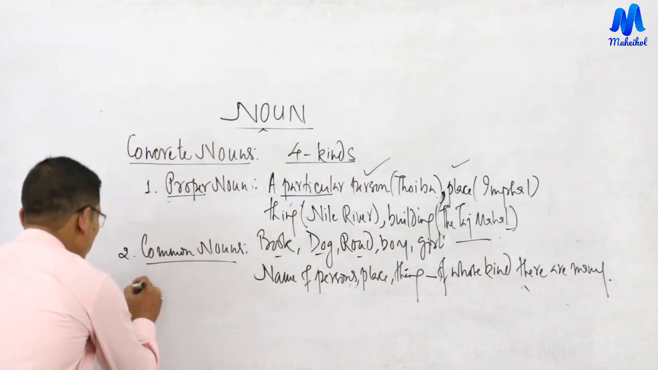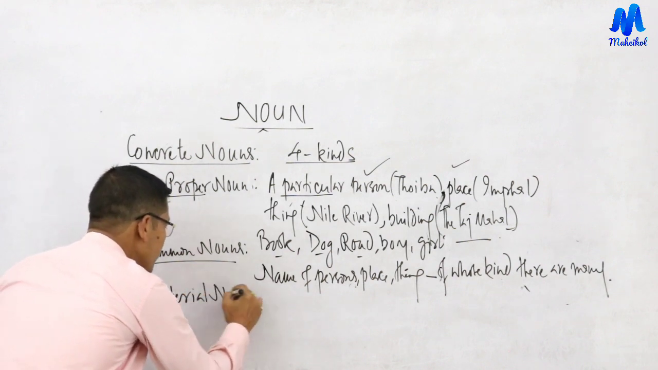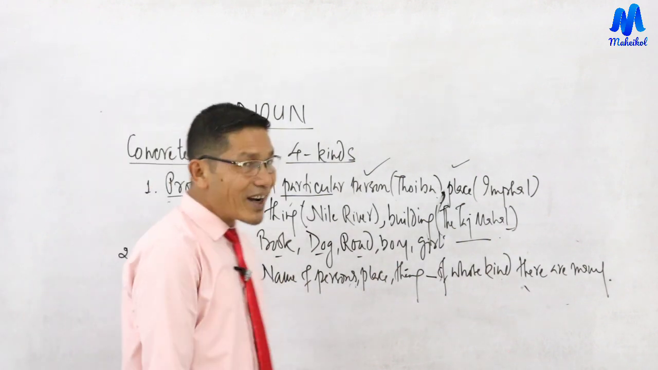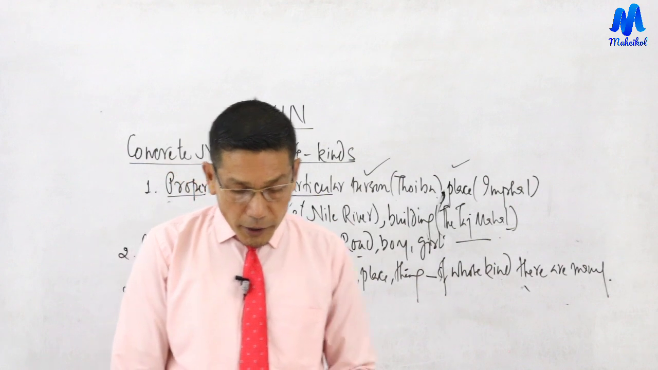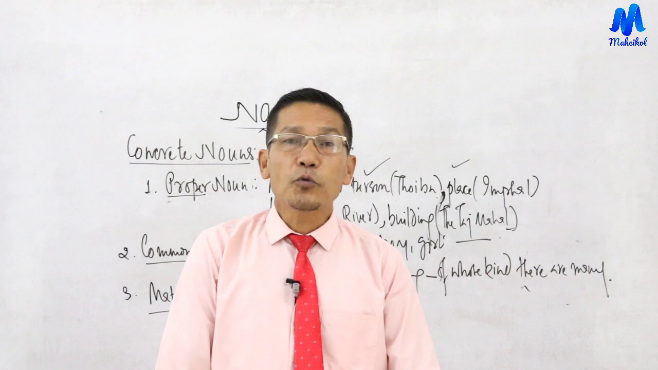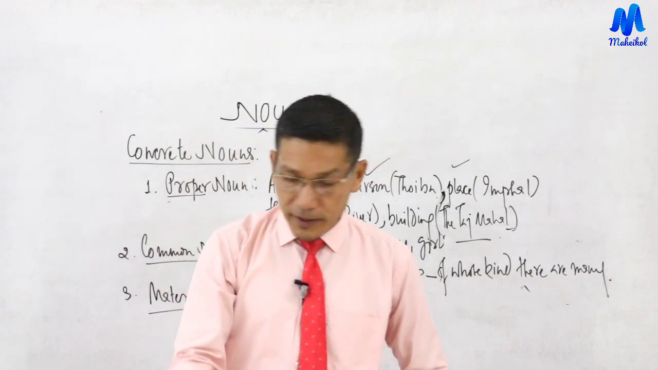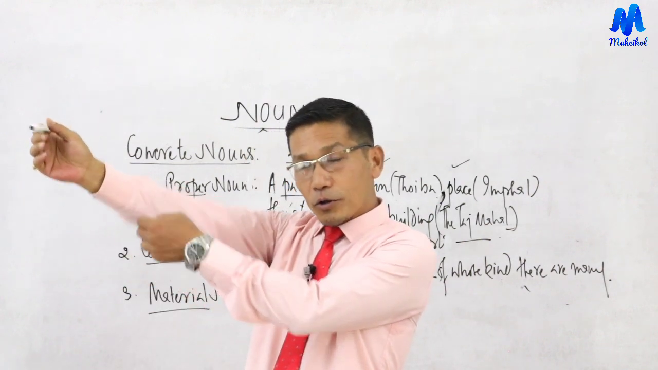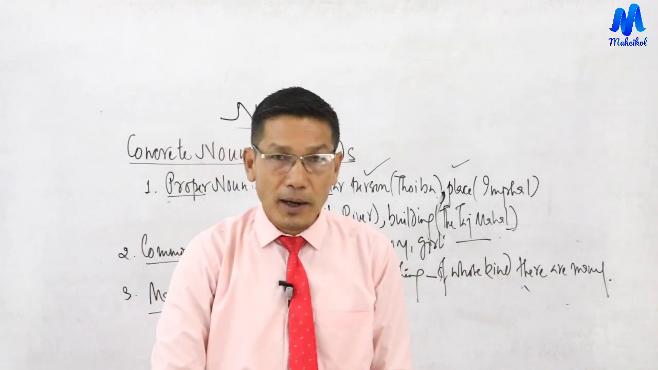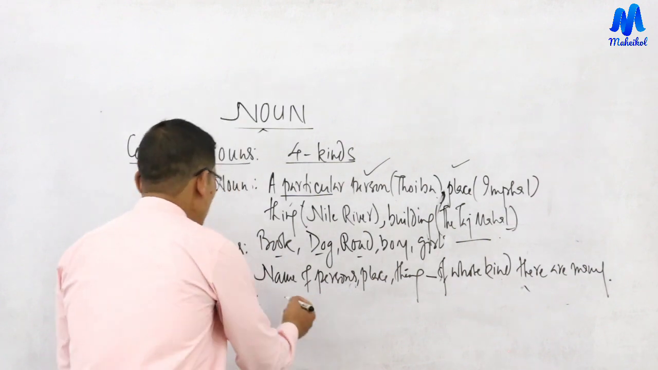Then, third, we have material noun. Material nouns are the nouns of which things are made. What is a pot made of? Yes, plastic. What is this made of? Cloth. What is this made of? Metal. Material nouns are the nouns of which things are made.